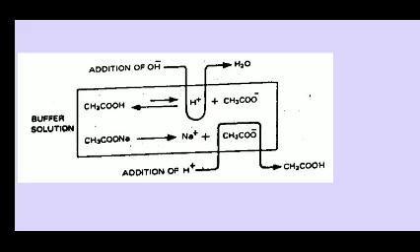On addition of strong acid, these H plus ions react with acetate ions to form undissociated acetic acid, then pH remains constant. On addition of strong base, these OH minus ions react with H plus ions to form undissociated water molecules, then OH minus does not increase in the solution, hence pH is constant.